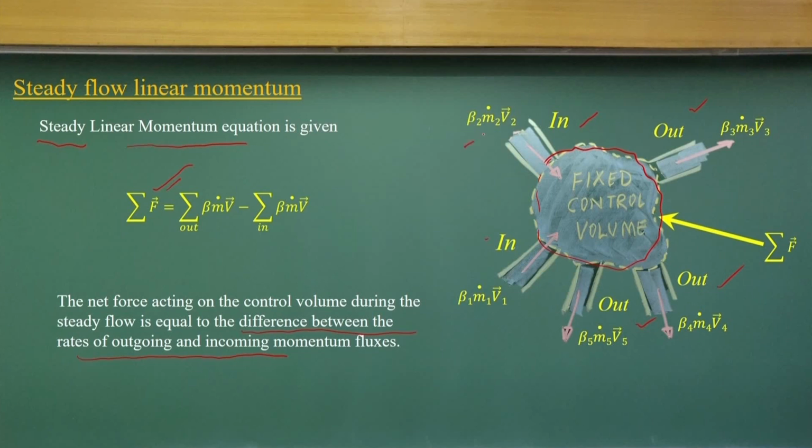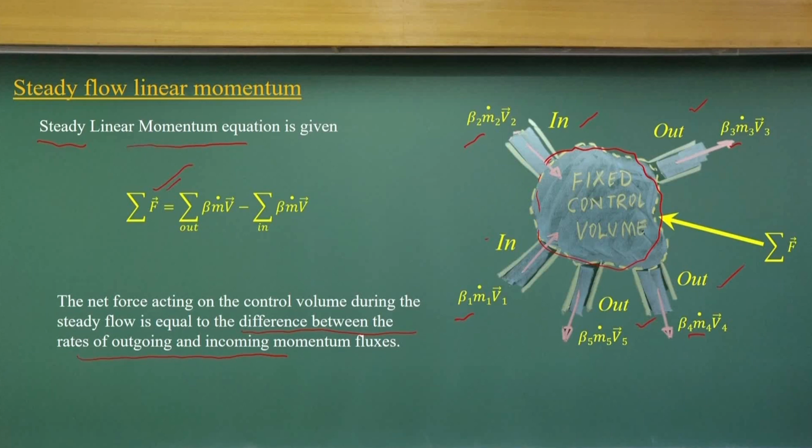Then we have beta 1, beta 2, which represent momentum flux correction factors, which will differ from location 1 to 2, 3, 4, 5 because the velocity distributions are different. As the velocity differences are there, you will have beta 1, beta 2, beta 3, beta 5 different, because the momentum flux correction factors depend upon the velocity distribution. When you have a uniform velocity distribution, beta 1 will be 1, but if it is not uniform, the beta 1 value will be different.